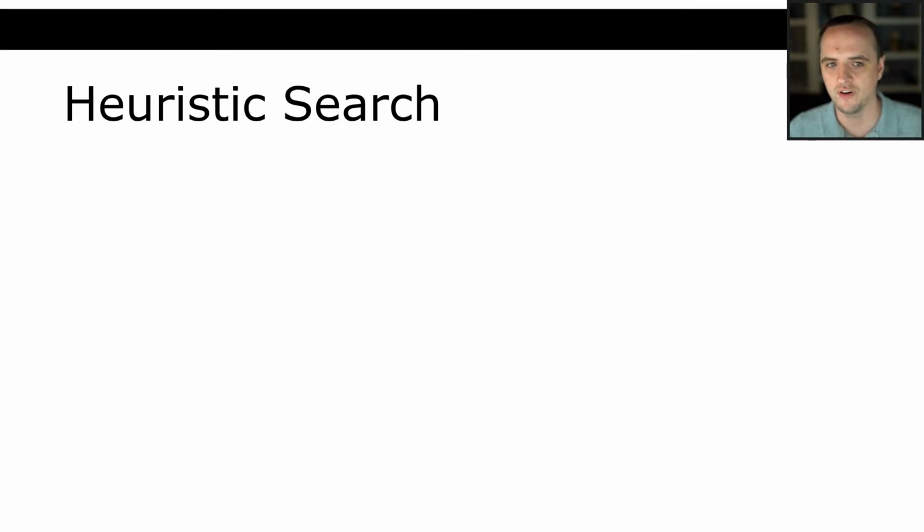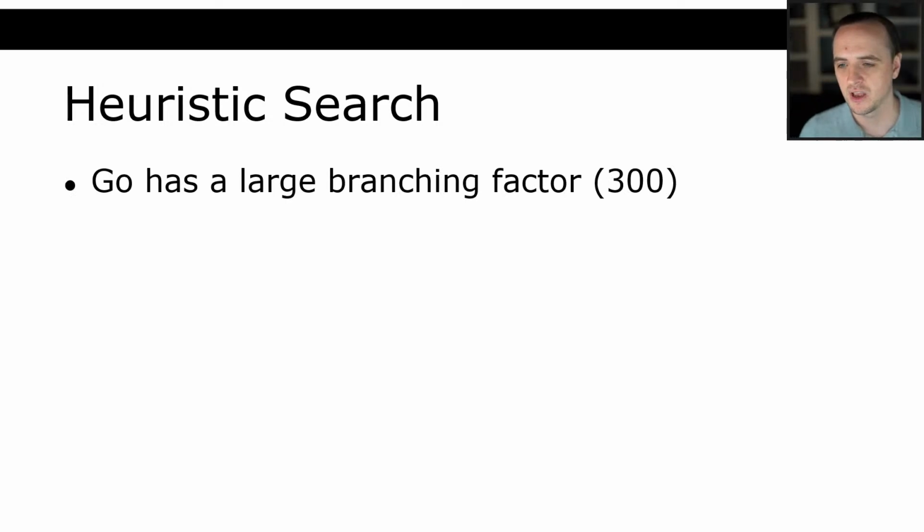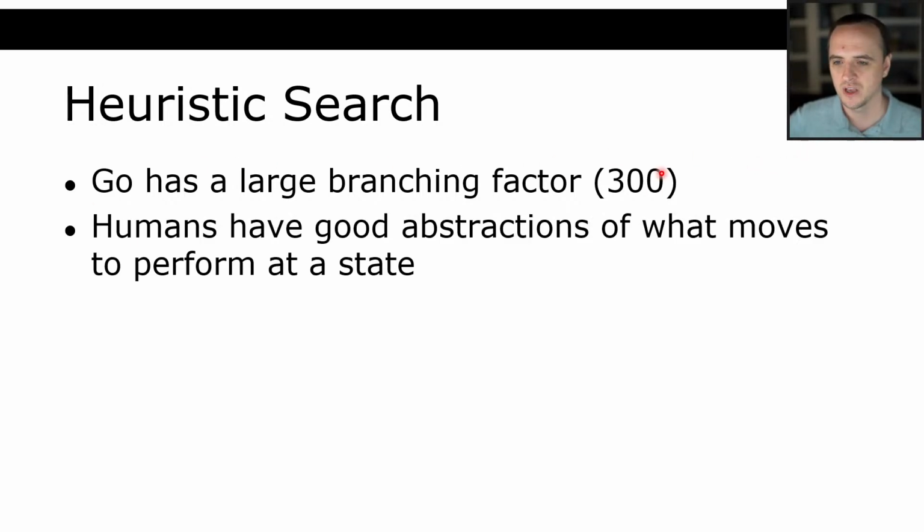And so the very last thing that I'll talk about is how that tied all back into heuristic search. So Go has a really large branching factor. Unlike our game of Connect 4, which had 7 moves, Go has 300 plus moves that it can do. When humans look at a Go board, they have a really good abstraction of what move to perform at a state. Like, oh, don't put your piece in a corner, don't put your piece on the sides.